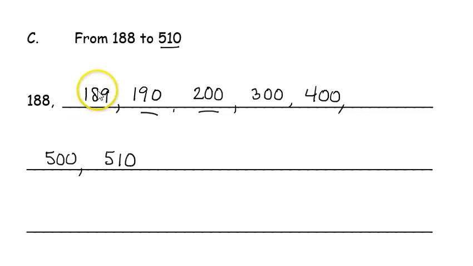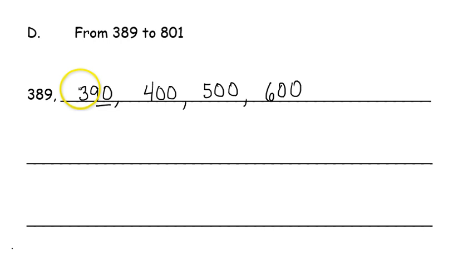510. We'll follow a similar process as we count from 389 to 801. Starting by counting by ones, we have 389, 390, then I'm going to count by 10 to get me to 400, which allows me to count by 100s. I would have 500, 600, 700, 800, and since I need to stop at 801, I will just count by ones here. 801 would be my next number.